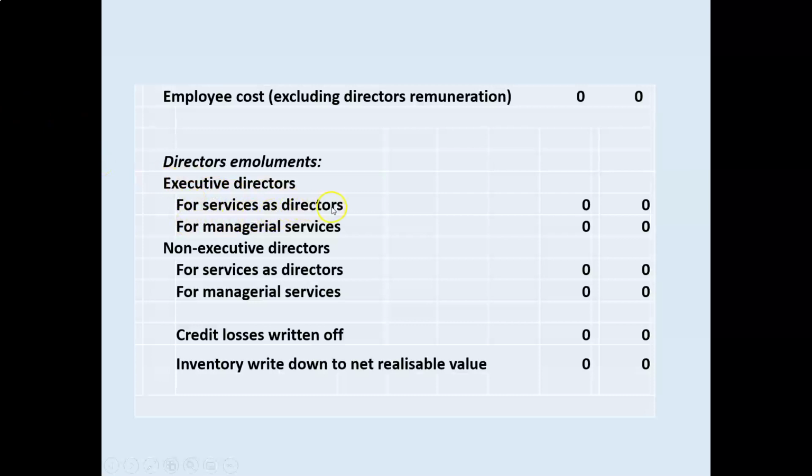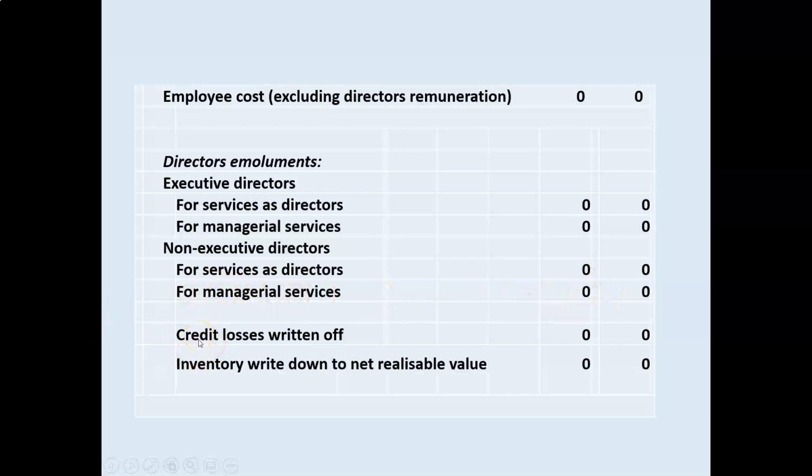So for services as director, just for attending the board of directors meetings, they are remunerated, and I want that cost separately from managerial services. So coming back to the FD, the financial director, he will get something for attending the board meeting, and that will be disclosed in that line item. Then he will also get his monthly salary, and that will be included under managerial services. The same thing applies for non-executive directors, for service as directors, for attending the board meetings, and for any other job that they perform for the entity. If it's of a managerial nature, it will be disclosed under that line item.